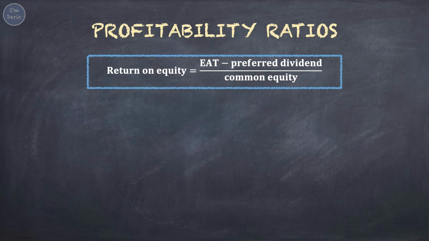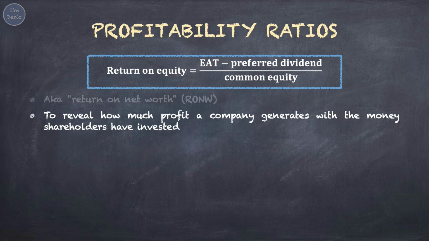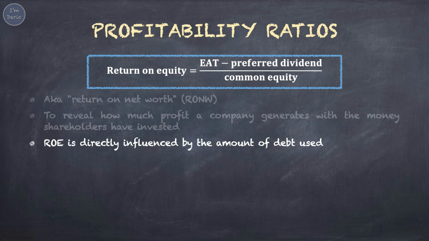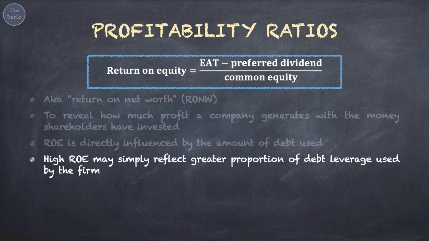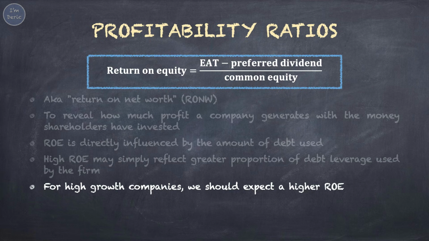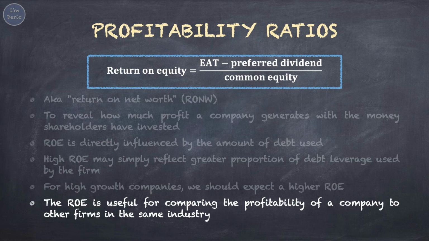Return on equity, ROE, is calculated by taking EAT minus preferred dividend over common equity. It is also known as return on net worth. This is to reveal how much profit a company generates with the money shareholders have invested. However, ROE is directly influenced by the amount of debt used by the company. Sometimes, high ROE may simply reflect greater proportion of debt leverage used by the firm. For high-growth companies, we should expect a higher ROE. The ROE is useful for comparing the profitability of a company to other firms in the same industry.